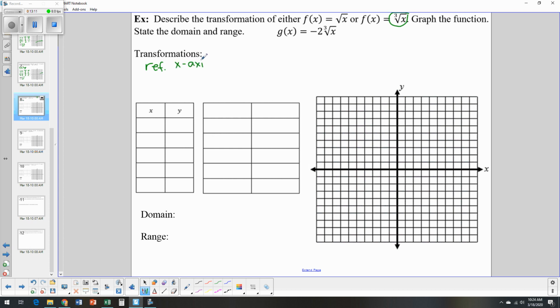And then we have a 2 on the outside, so we know on the outside means vertical because the number is bigger, right? This number here is bigger than 1. It's going to be a stretch of 2.